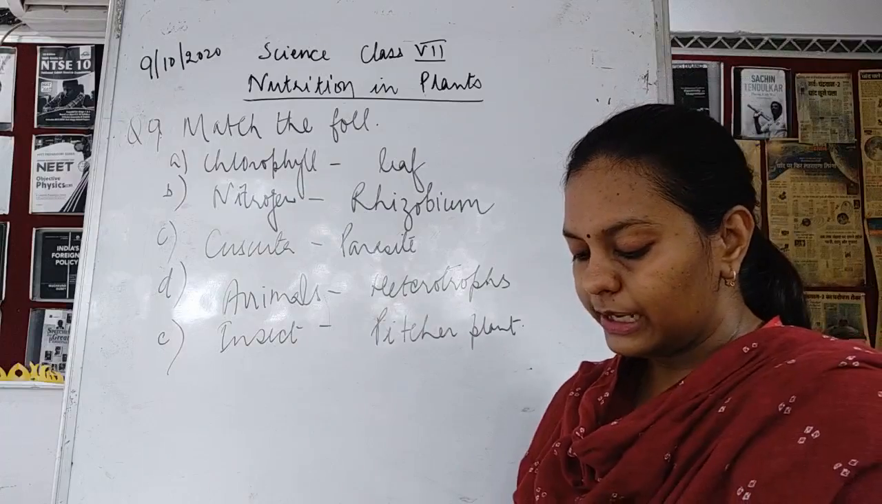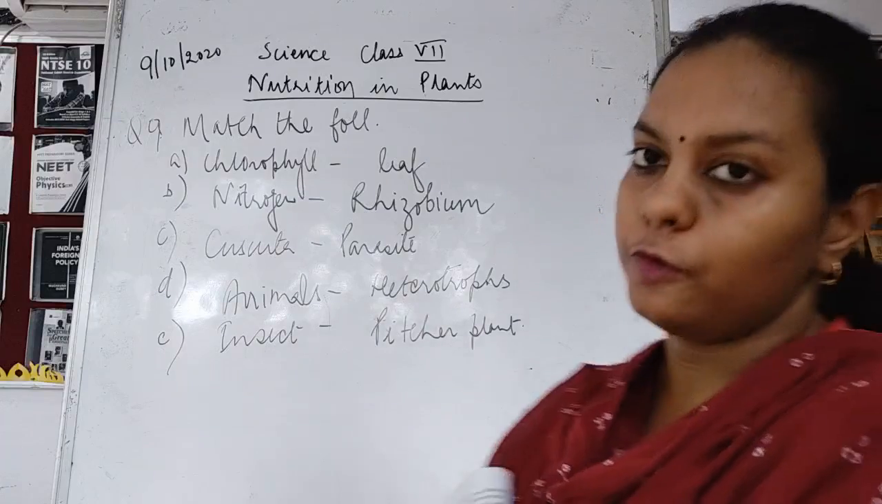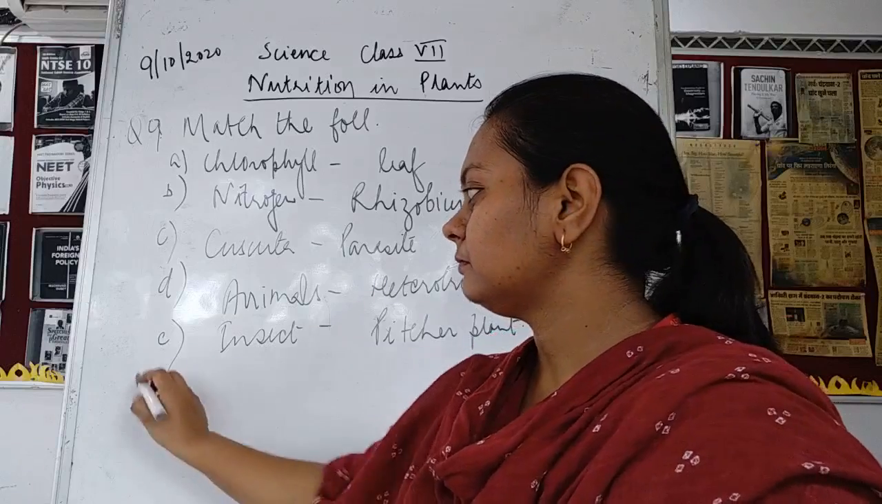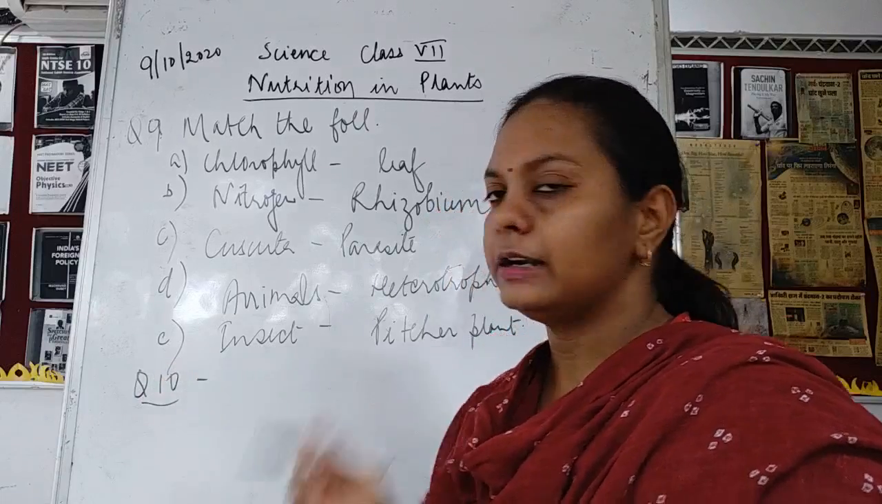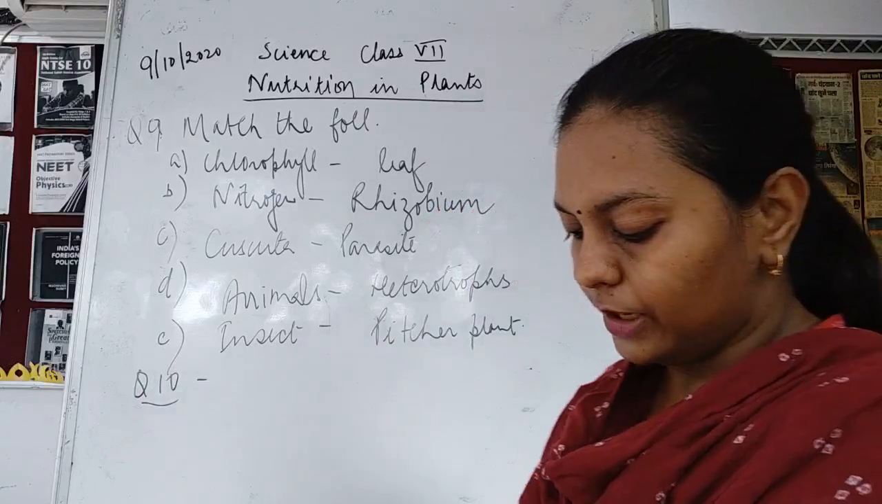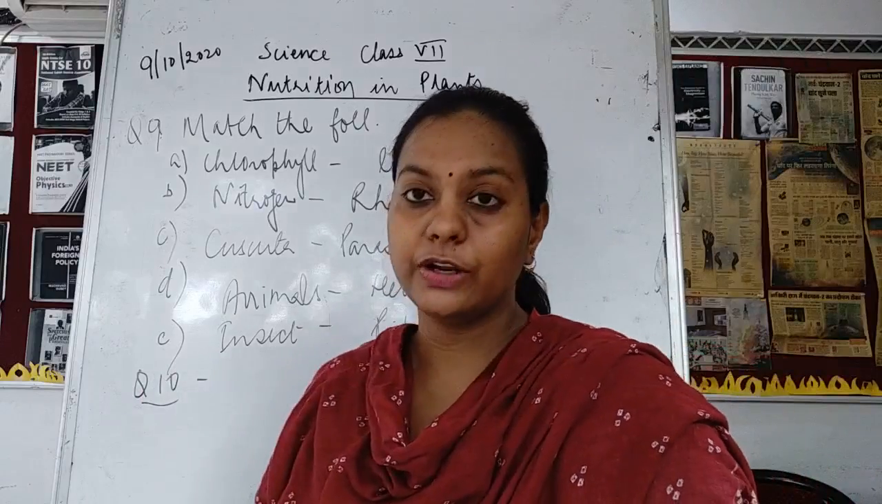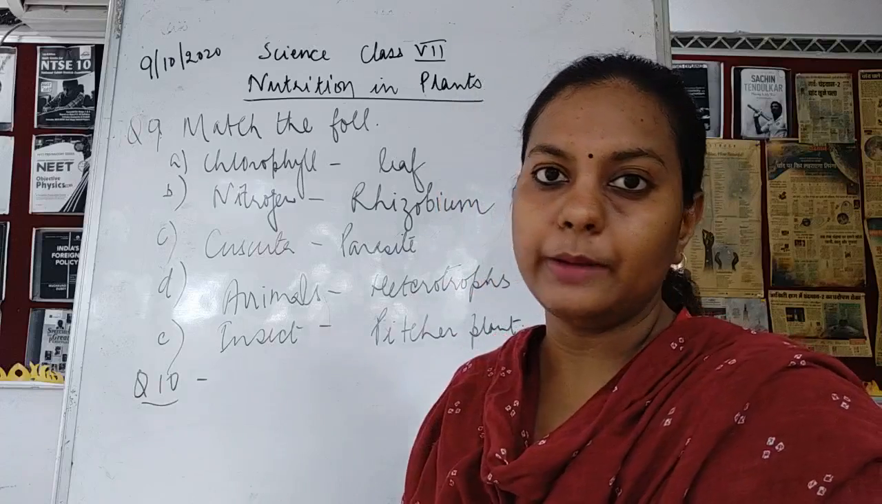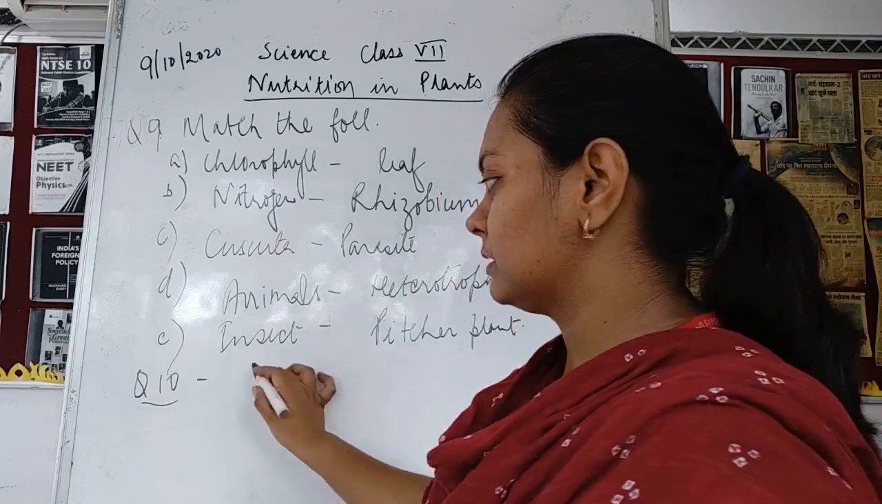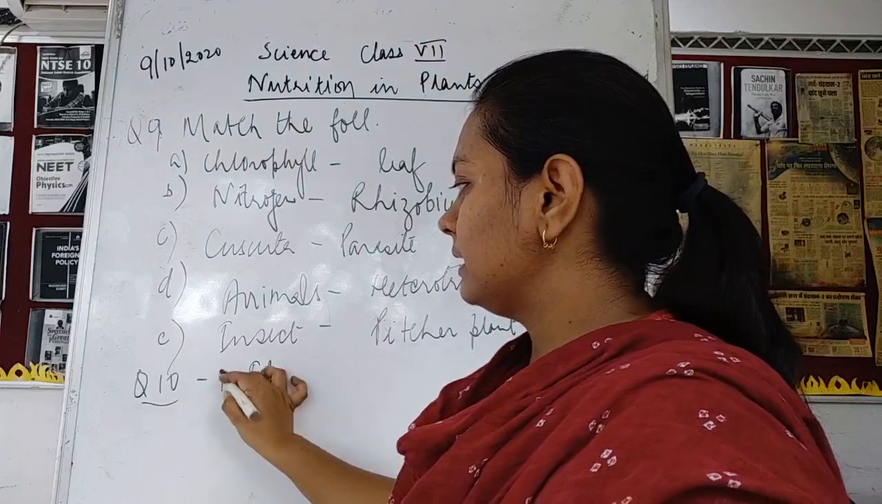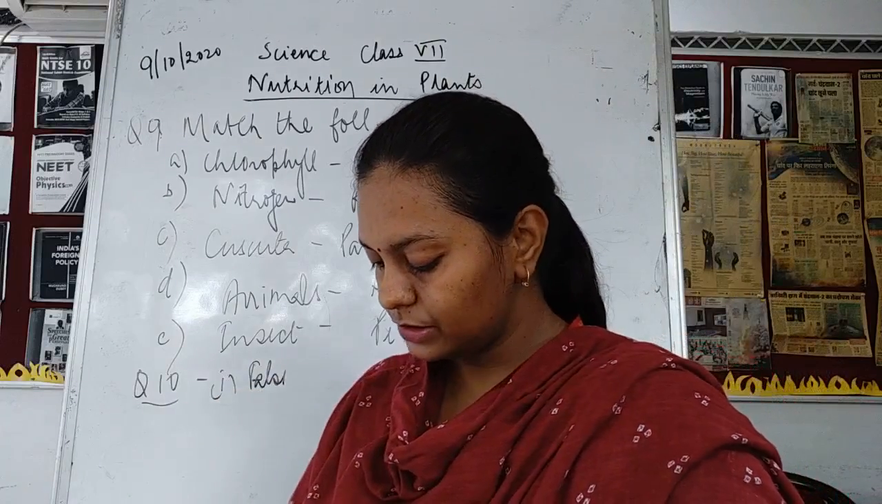Fine. Now the next question is mark true or false. Question number 10, that is true or false. First one: carbon dioxide is released during photosynthesis. Is it true or not? Carbon dioxide is released? No, it's false. First one is false because oxygen is released.